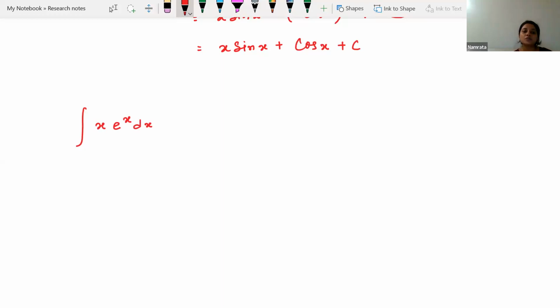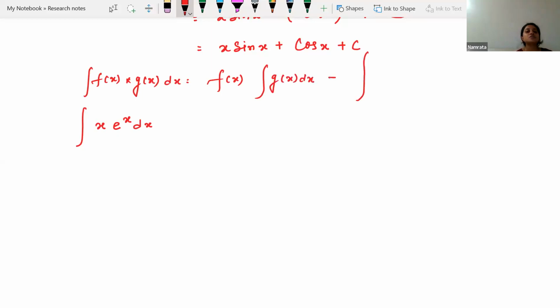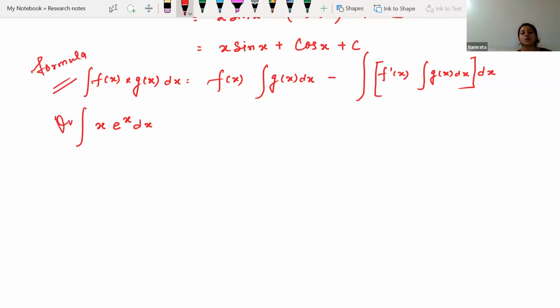What the integration by parts rule says is that whenever we have f of x into g of x, that's integration. If we have to do it, we'll take first function, integration of second function, minus first function's derivative, that is f dash x, and second function's integration, and whatever result we are getting in total, that's integration we have to do. This is the formula, and now we are going to apply it in our question. So let's apply the formula.